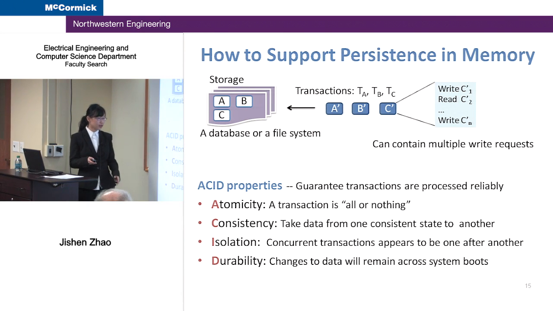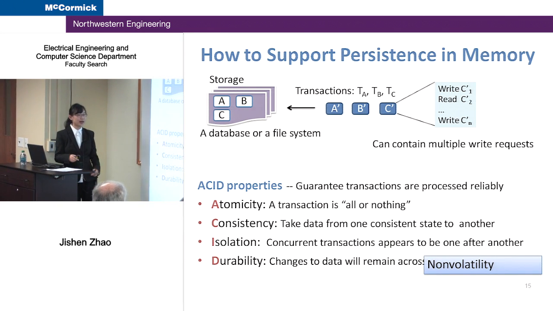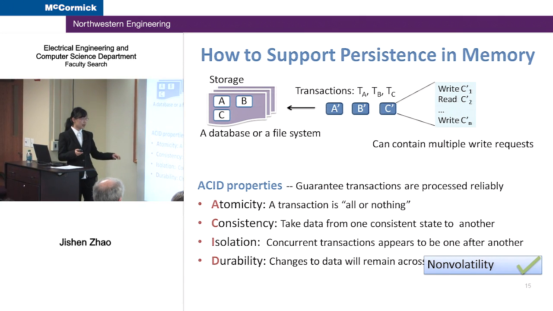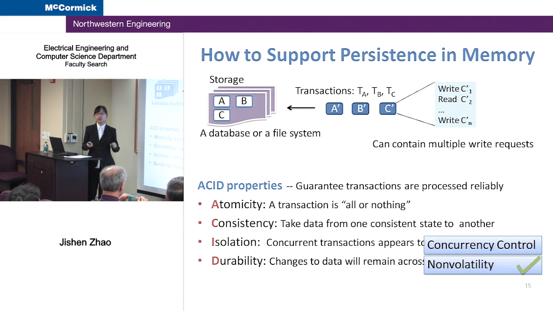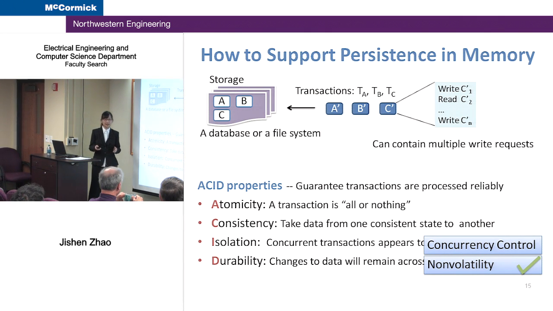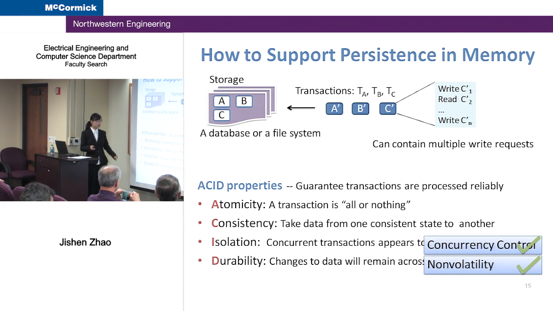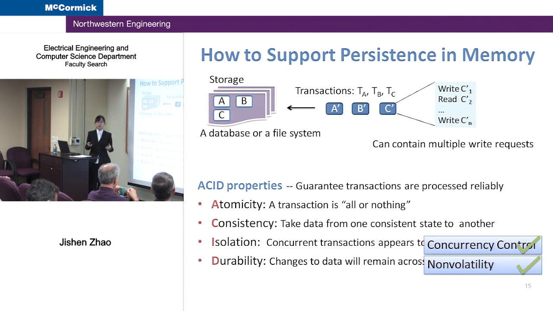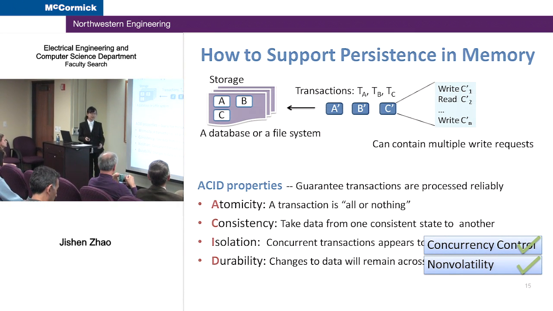In particular, in our design, the durability property is naturally satisfied by the non-volatility of MRAM. We support isolation between different threads by using existing concurrency control mechanisms. Mutexes, semaphores, and transactional memories are examples of concurrency control mechanisms. Maintaining atomicity and consistency is the main source of performance overhead in persistent memory design, so we'll take a closer look at them.